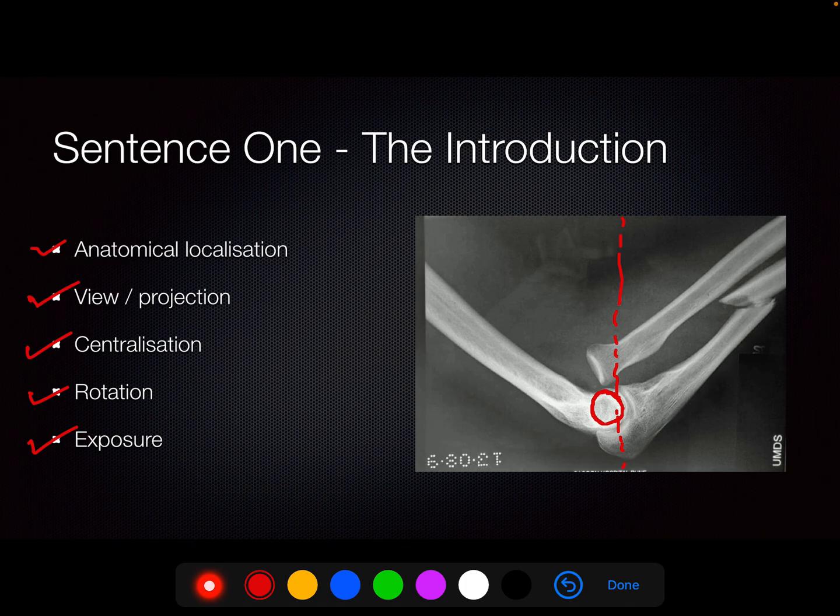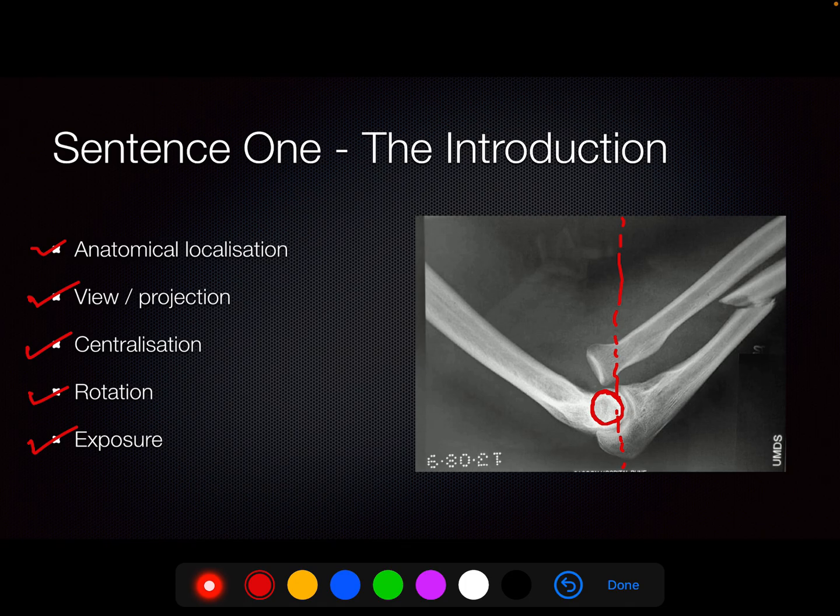So, the first sentence for this particular X-ray would be that this is an X-ray of the elbow joint in the lateral projection with good centralization, neutral rotation and adequate exposure, showing the distal humerus and the proximal radius and proximal ulna.